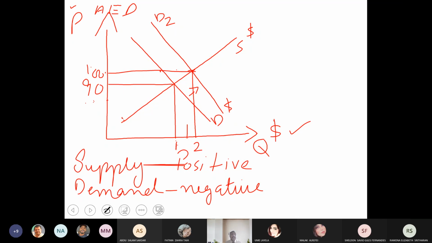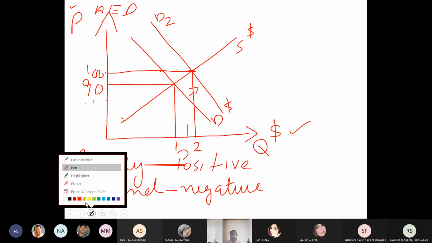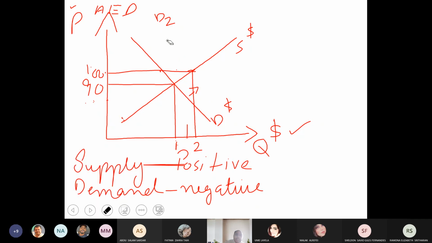That is why every country always tries to increase exports. Because when the exports rise, what happens? Do you think exports affect the demand for the dollar or the supply of dollars? When you have more exports, what will happen to your supply?